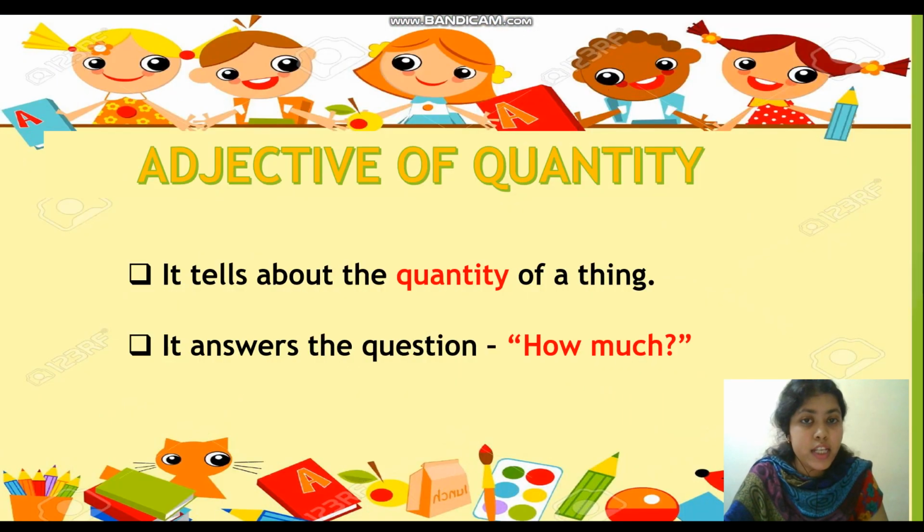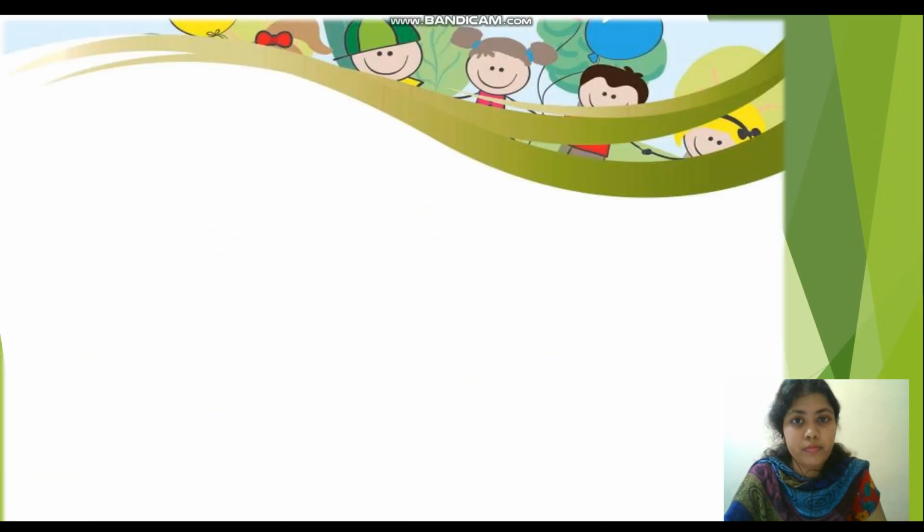The next one is adjective of quantity. It tells about the quantity of a thing. Yes children, it tells about the quantity of a thing. That means these kind of adjectives will come before uncountable nouns. Uncountable nouns means which you cannot count as 1, 2 or 3. Fine? It answers the question how much. Let's see the examples.